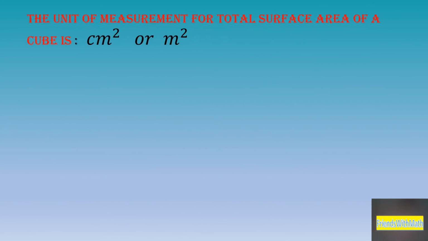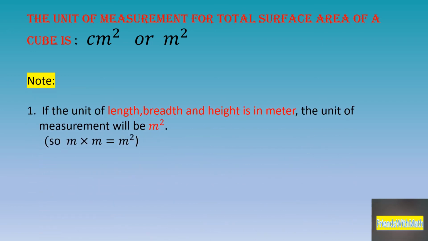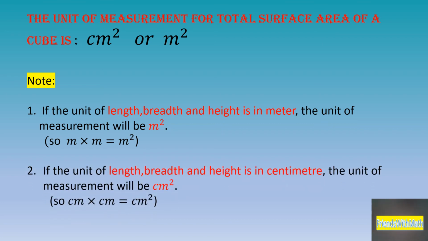So the unit of measurement is very important. It can either be centimeter square or meter square. Let us see when we have to use either of them. So if the unit of length, breadth and height is in meter, the unit of measurement will be meter square. If the unit of length, breadth and height is in centimeter, the unit of measurement will be centimeter square.